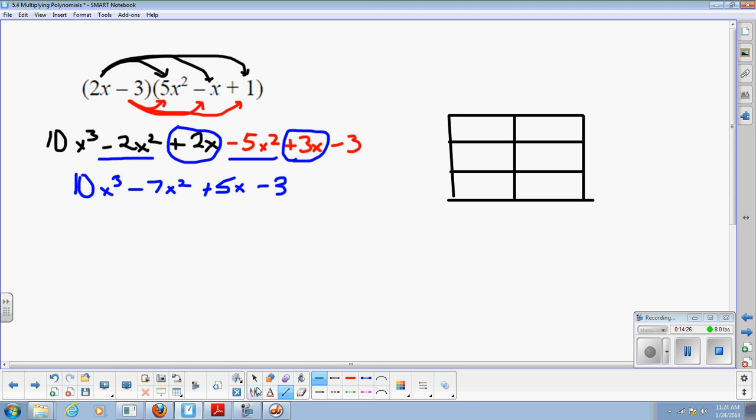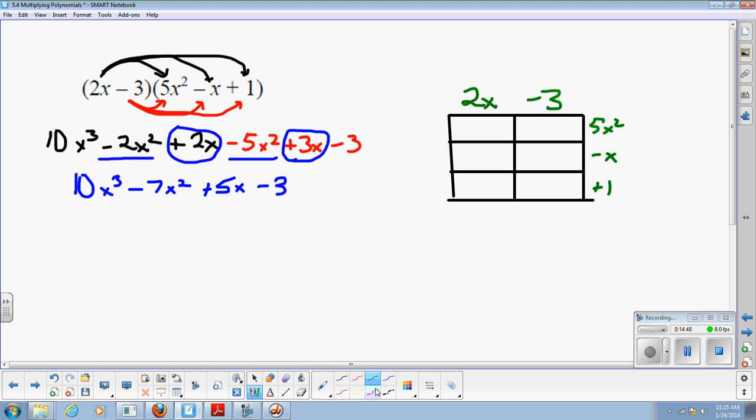Now I want to write my numbers on the top. I want to write 2x up here, and I want to write a minus 3 here. And I want to write on the side, I want to write 5x squared on the first row. I want to write a minus x for the middle row. And I want to write plus 1 for the third row.